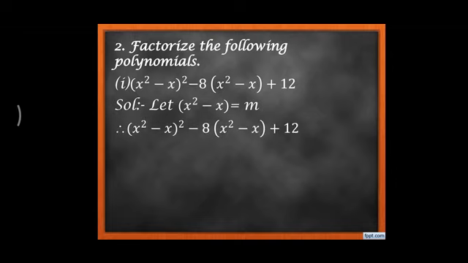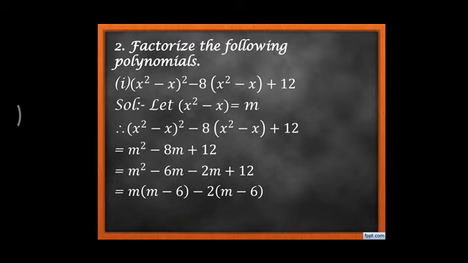So the given polynomial will be reduced to m² − 8m + 12. What have we done? We have put m wherever x² − x is there. Now we need two factors of 12 such that their addition is −8. So what are the two factors? 6 twos are 12 and 6 plus 2 is 8. But since we need −8, we will take m² − 6m − 2m + 12.